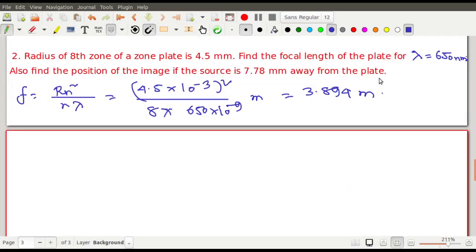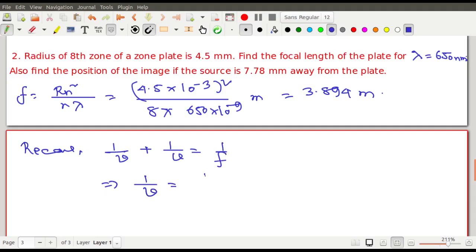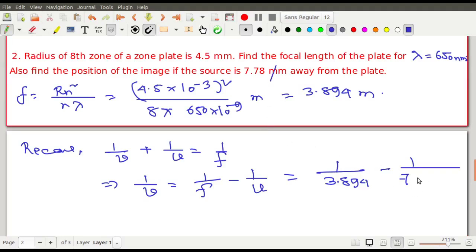Then the last part I am interested in: find the position of the image if the source is this much away. Recall the formula for object distance and image distance: 1 by v plus 1 by u equals 1 by f. So 1 by v comes out to be 1 by f minus 1 by u. Now 1 by f is 1 divided by 3.894, and u, the object distance, will be 7.78. Sorry, this one is meter, not millimeter. So you just calculate this one.